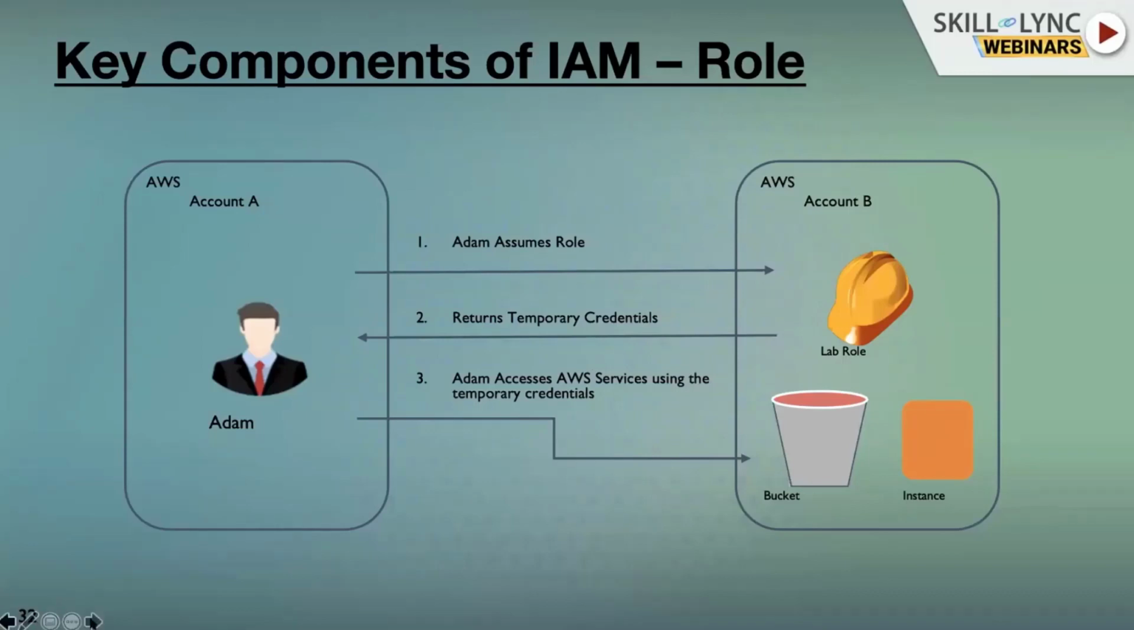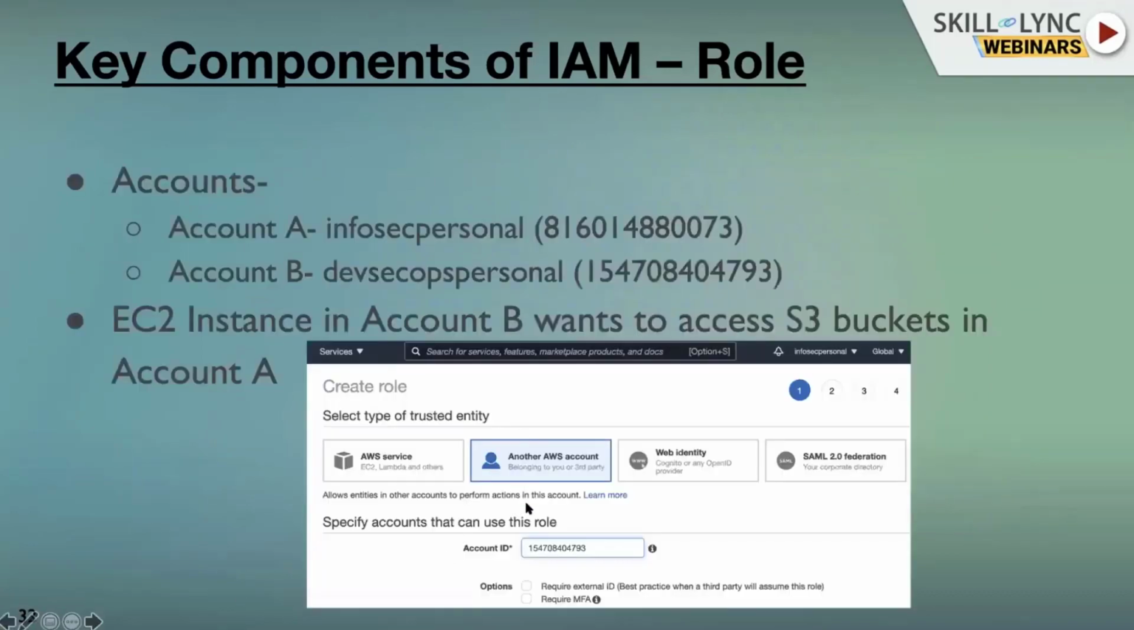If you remember some time ago, here is the screenshot. In the scenario, there are two accounts, account A and account B. Account A is InfoSec personal, and account B is DevSecOps personal. Two different accounts. Here the EC2 instance in account B, that is DevSecOps personal, wants to access S3 buckets in account A.